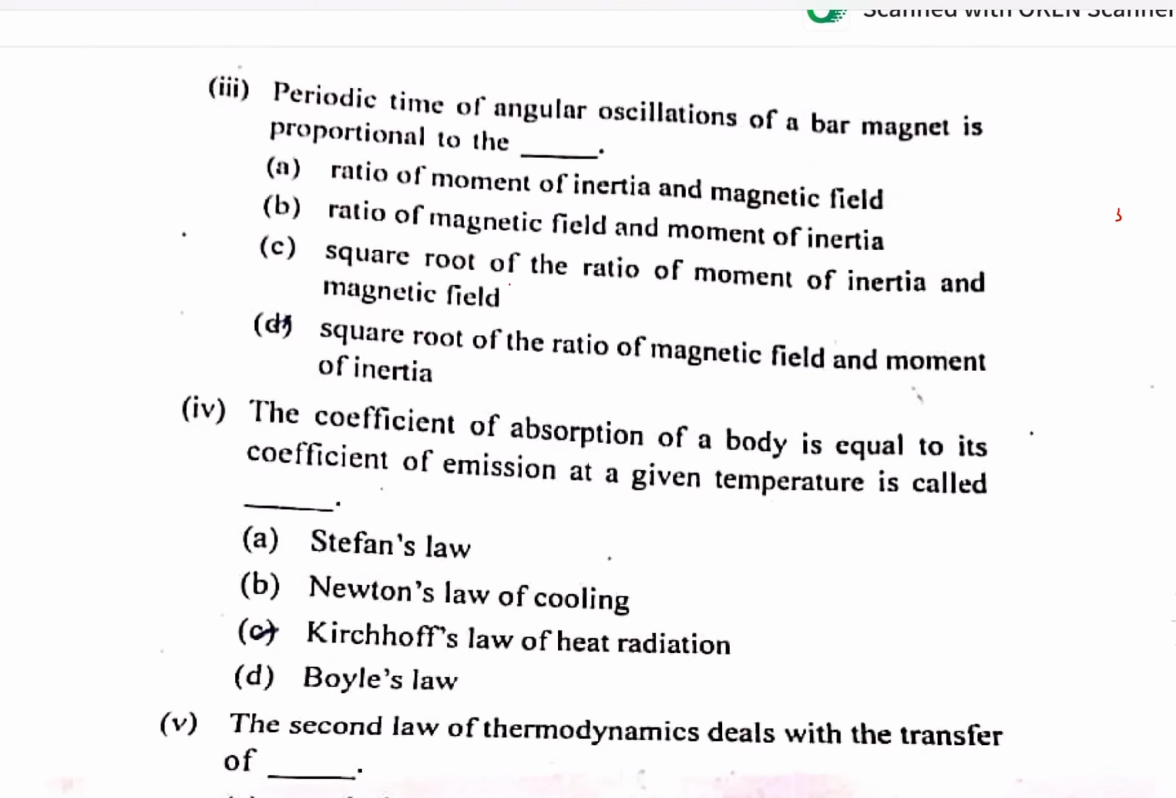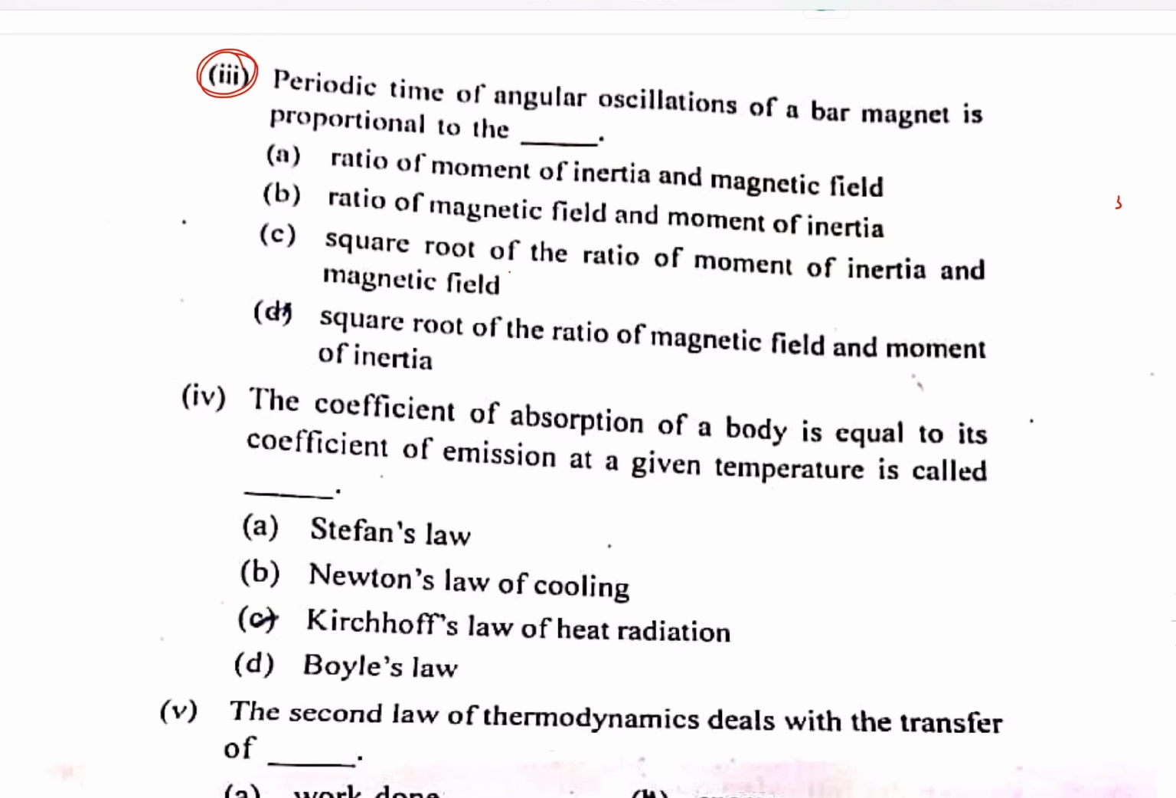Now question number 3: the periodic time of angular oscillation of a bar magnet is proportional to. Now let's see the formula for periodic time. T is equal to 2 pi under root I upon mB. This is the formula for the periodic time of angular oscillation of a bar magnet. In that formula, I stands for moment of inertia, m stands for dipole moment, and B stands for magnetic field.